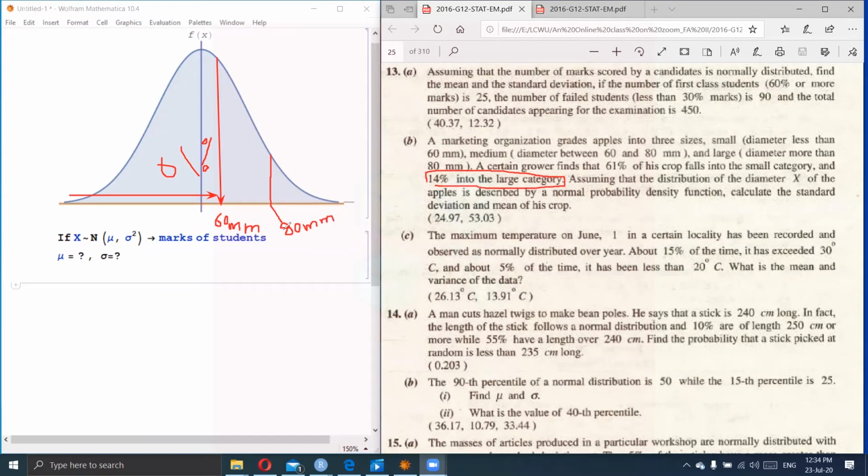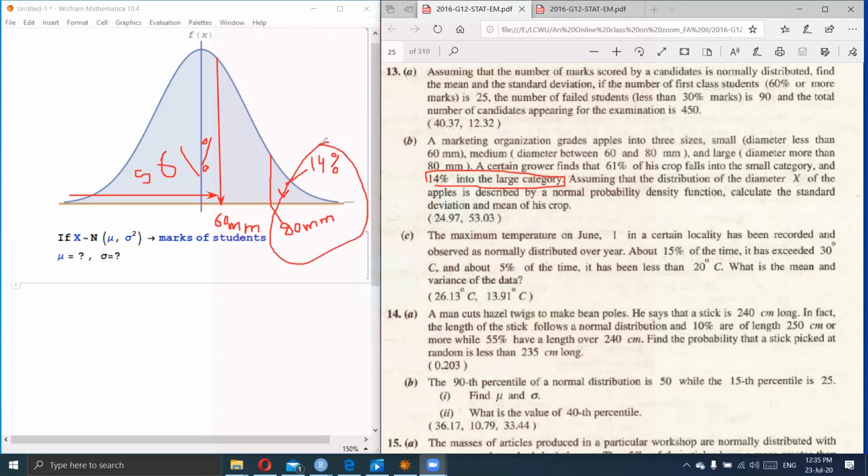So this point is 80 mm, and this category is called large category. This is large category and this is small category. And small category having the probability 61%, and large category having the probability 14%. So we will write here 14%.